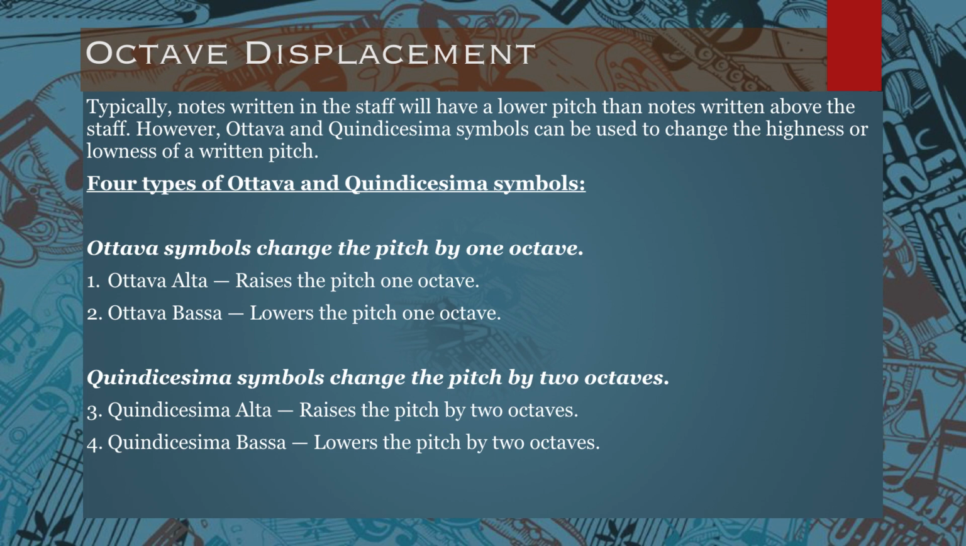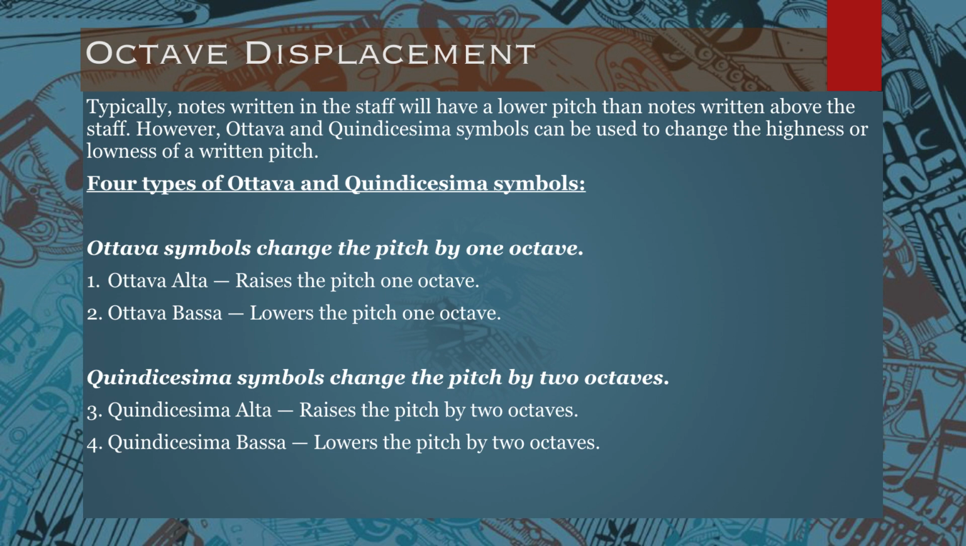Ottava alta means that you raise the pitch 1 octave. So if you see a C4 written on the score and ottava alta written above it, it means you're actually going to play an octave higher, so it'll sound like C5. Ottava bassa lowers the pitch by 1 octave, so if you see a C4, you'd actually play a C3 if the ottava bassa symbol was there.